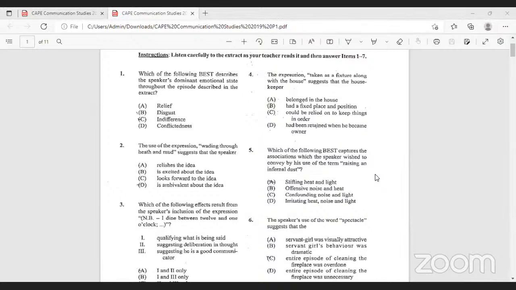Okay, Tom. Number 5, which of the following best captures the associations which the speaker wished to convey by his use of the term raising an infernal dust? Is it stifling heat and light, offensive noise and heat, confounding noise and light, or irritating heat, noise, and light? The answer there is D. 5 is D, dog, irritating heat, noise, and light.